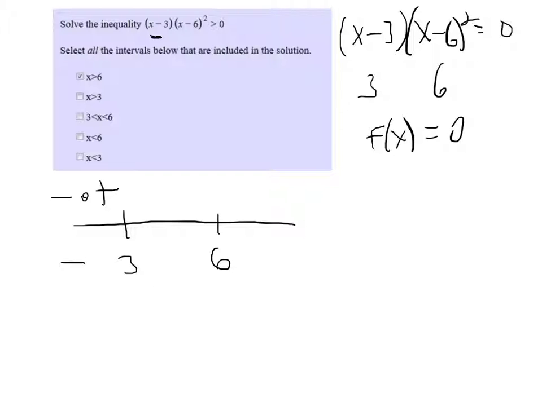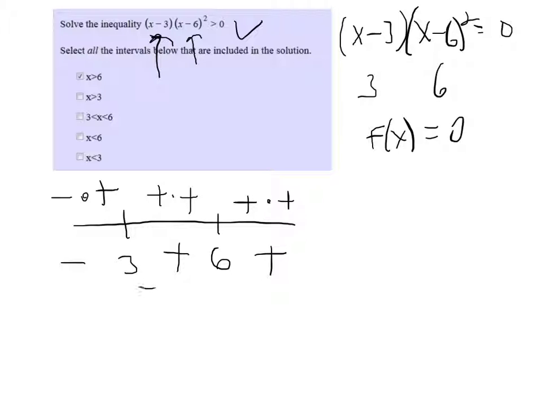I come back into this next range, between 3 and 6. If I substitute in a number that's greater than 3 into the x minus 3, that'll be a positive number, and the same thing with the squared term. So I've got a positive times a positive, so that'll be positive. That interval works. And then when I'm greater than 6, it's the same deal. If I substitute in 7, or 10, or whatever, x minus 3 will be a positive number, and the other term is always positive, so that's positive also.